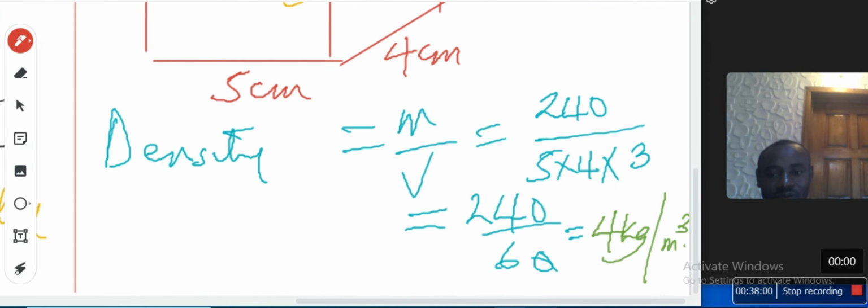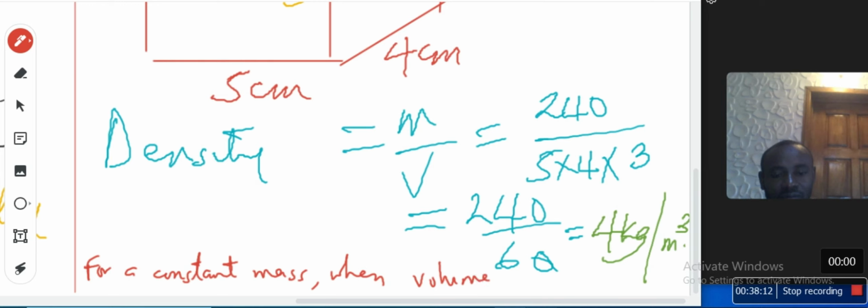Let's write it down. For a constant mass, when volume increases, density decreases.